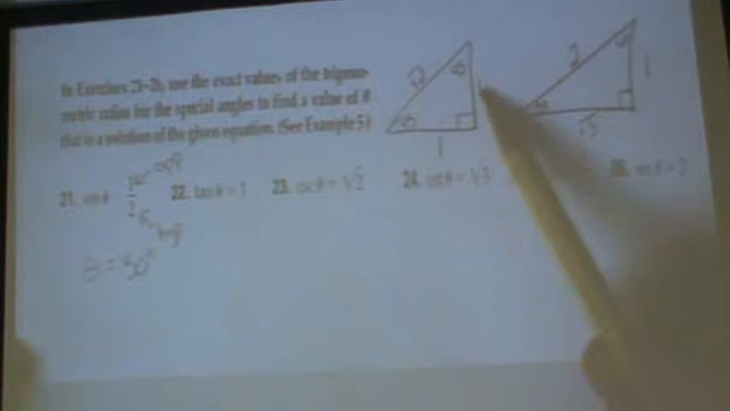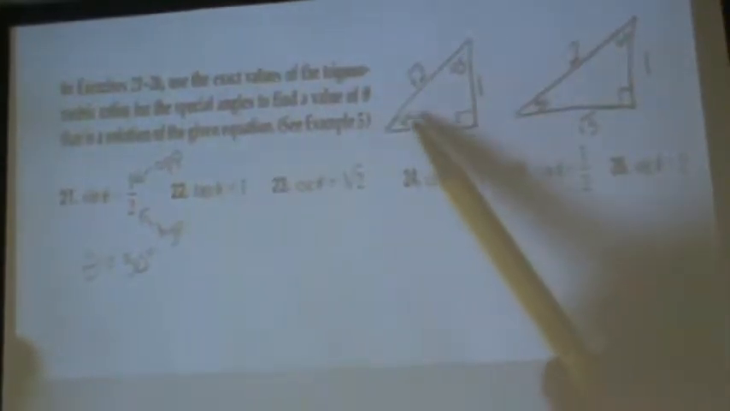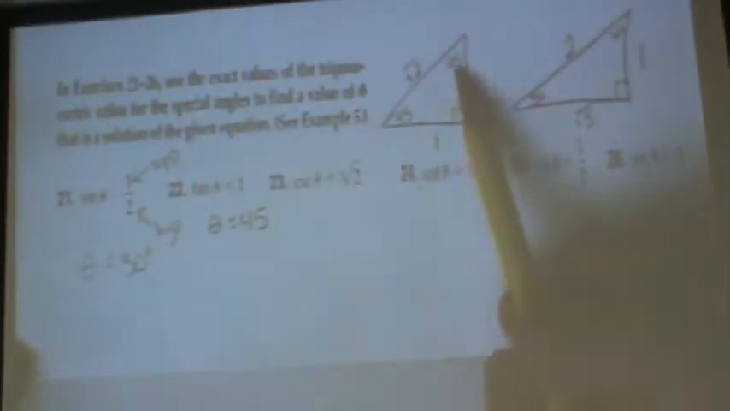So the next one is tangent theta equals 1. So tangent is opposite over adjacent. So when are your opposite and adjacent both 1 in a 45 degree? So theta equals 45. Now we're looking at cosecant of theta is square root of 2. So we have a square root of 2 in the 45-45-90 triangle. So your theta is 45 again.